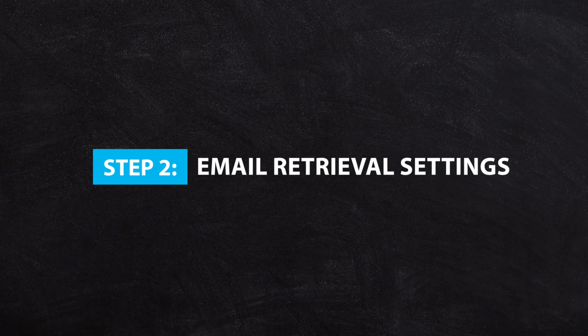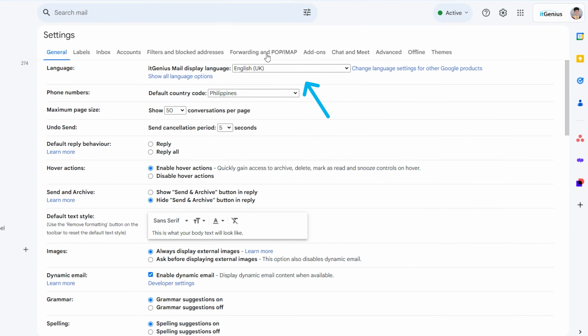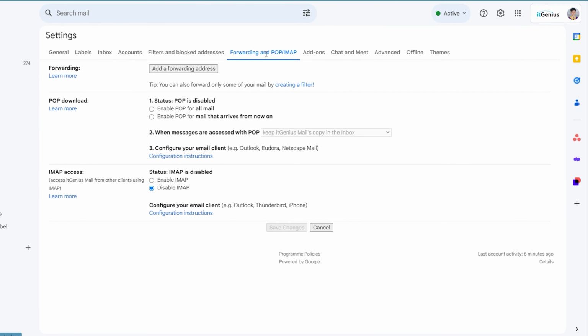Number 2, we're going to check for email retrieval settings. So I want you to go back to your settings and click onto the forwarding and POP/IMAP tab. Now here you're going to see whether or not you've got access enabled for third-party applications to download your email.